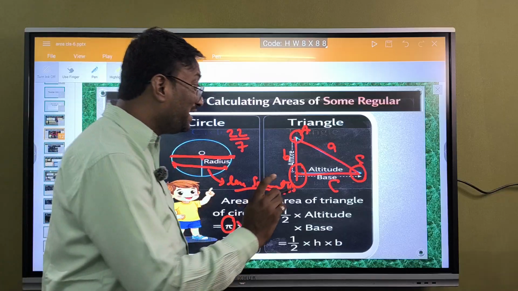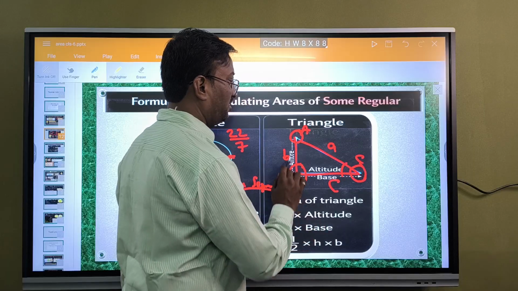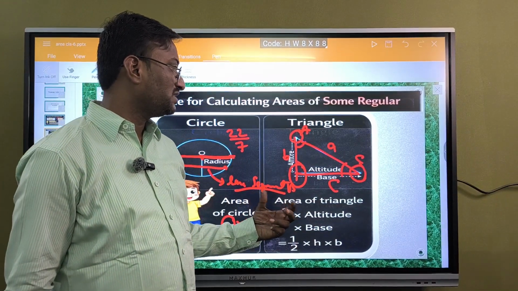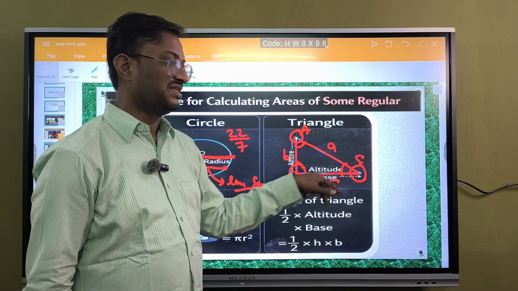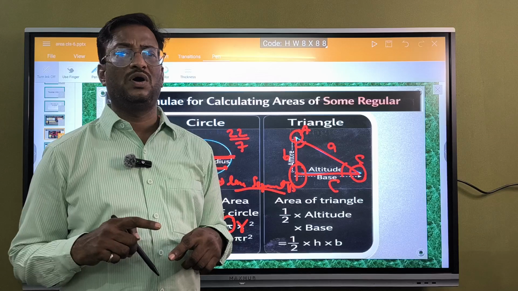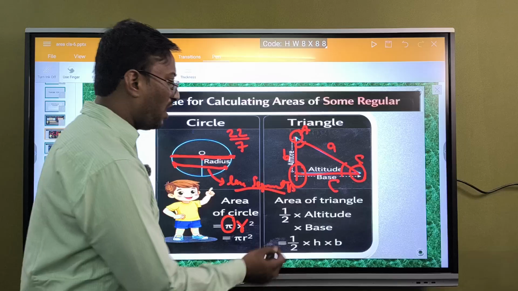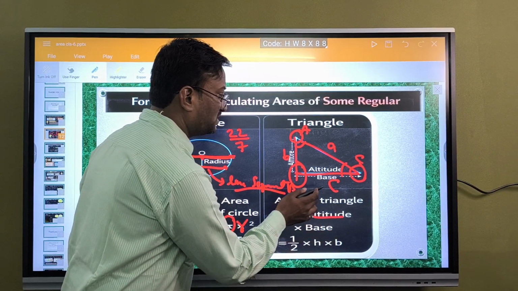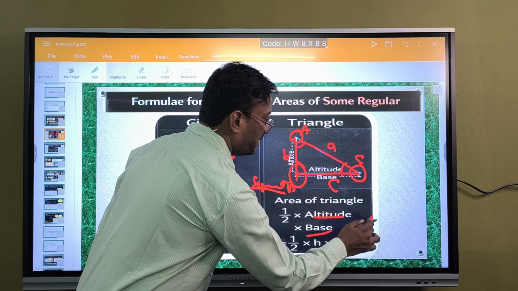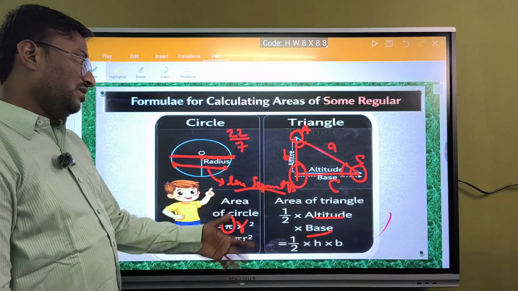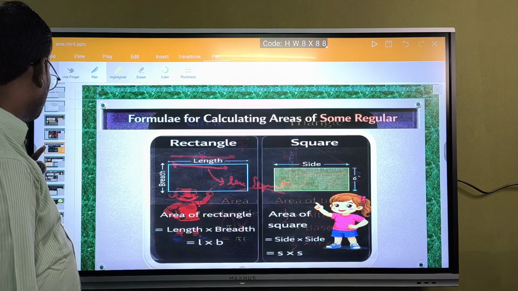And 3 interior angles. This is one angle, this is another angle, and this is the third angle. So any triangle consists of 3 angles, 3 sides and 3 vertices. So we call a closed two-dimensional shape with these a triangle. The area of a triangle is half into base into altitude, where altitude is also called height. Half into base into height we call the area of a triangle.